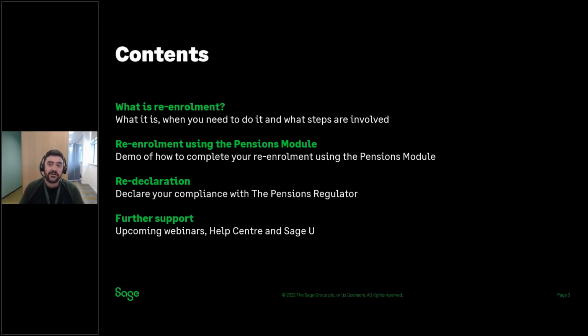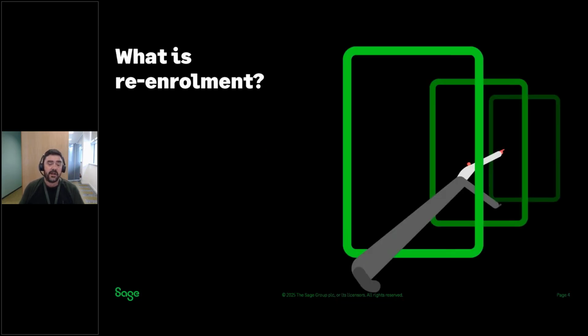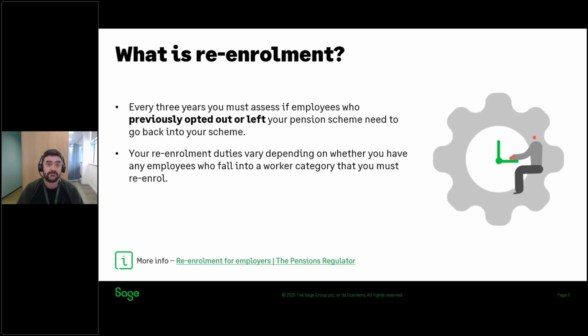So let's get things underway with an introduction explaining what re-enrolment is. This is one of your employer duties under workplace pensions law, and it means that every 3 years, you must assess if any employees have previously opted out or left your pension scheme to see if they meet the criteria to be automatically re-enrolled back into your scheme.